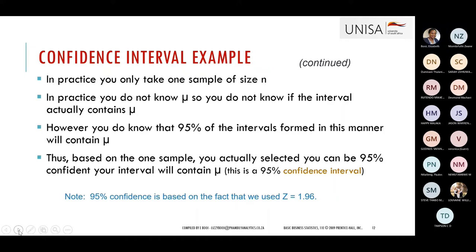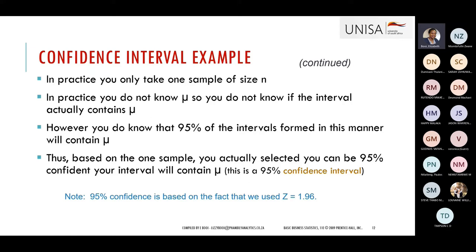What do they mean? So in practice, you only take one sample of size n, and if you do not know your population mean, you do not know if the interval will actually contain the population mean or not. And that is why in your module, you do not interpret the confidence intervals, because most of the time you will not be given the population mean. So how would you know whether that confidence interval includes the population mean? You will not know whether it does include it or not.